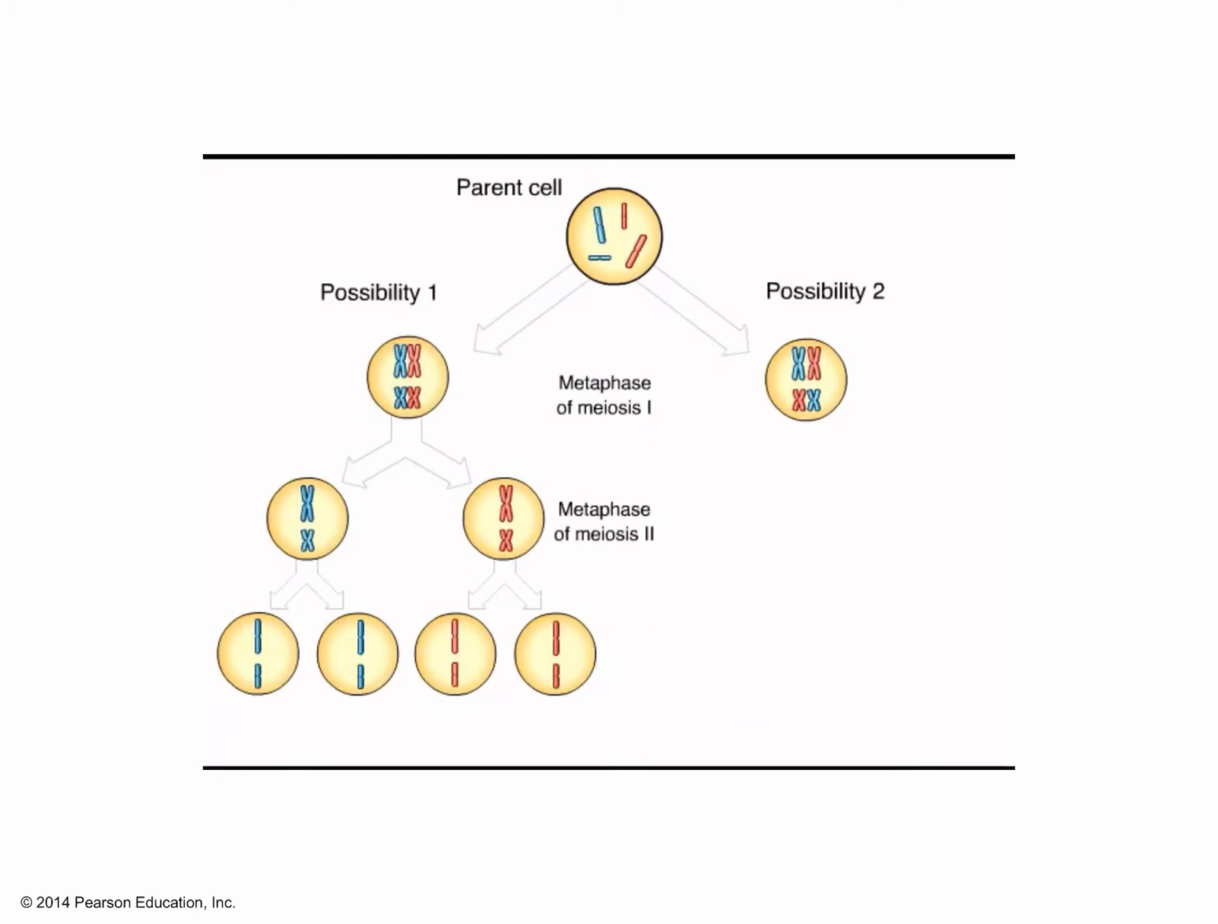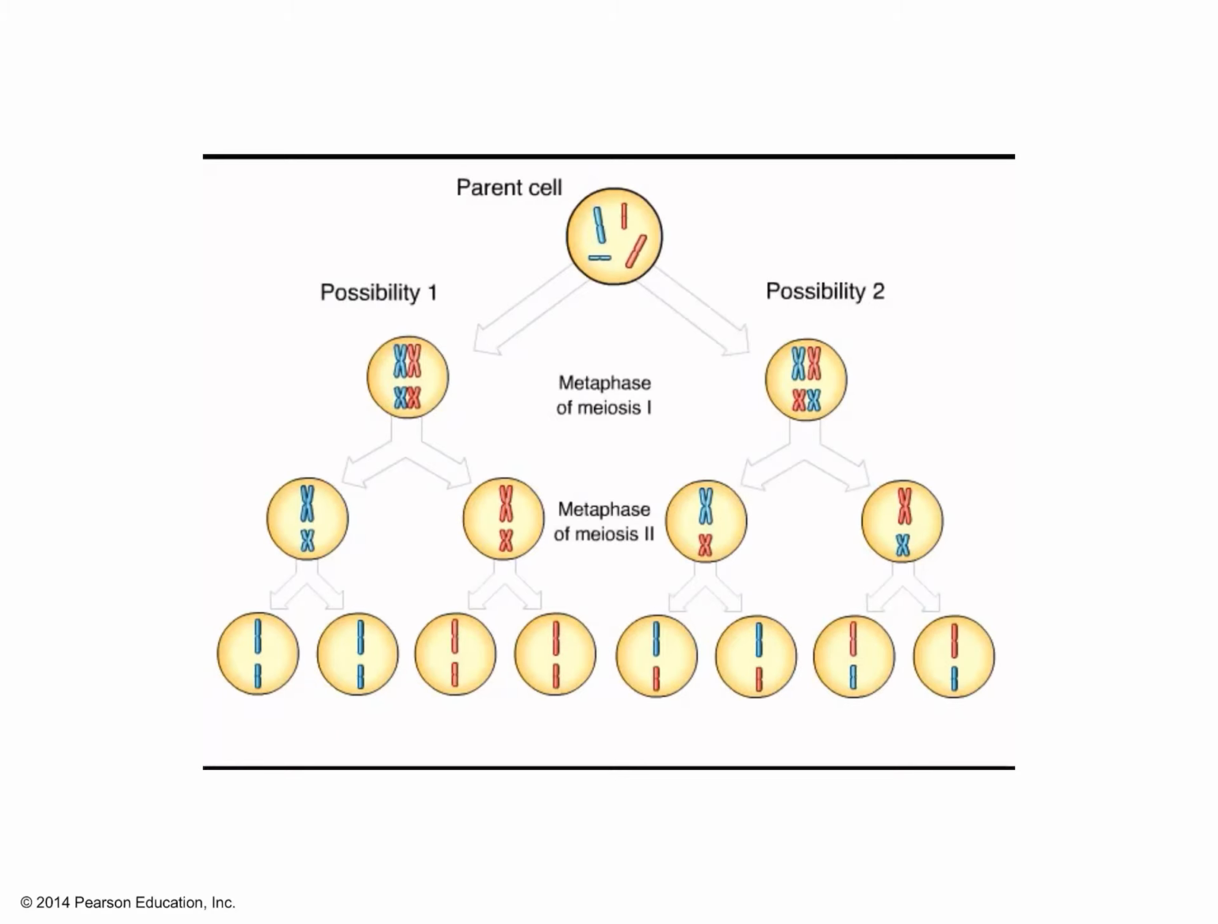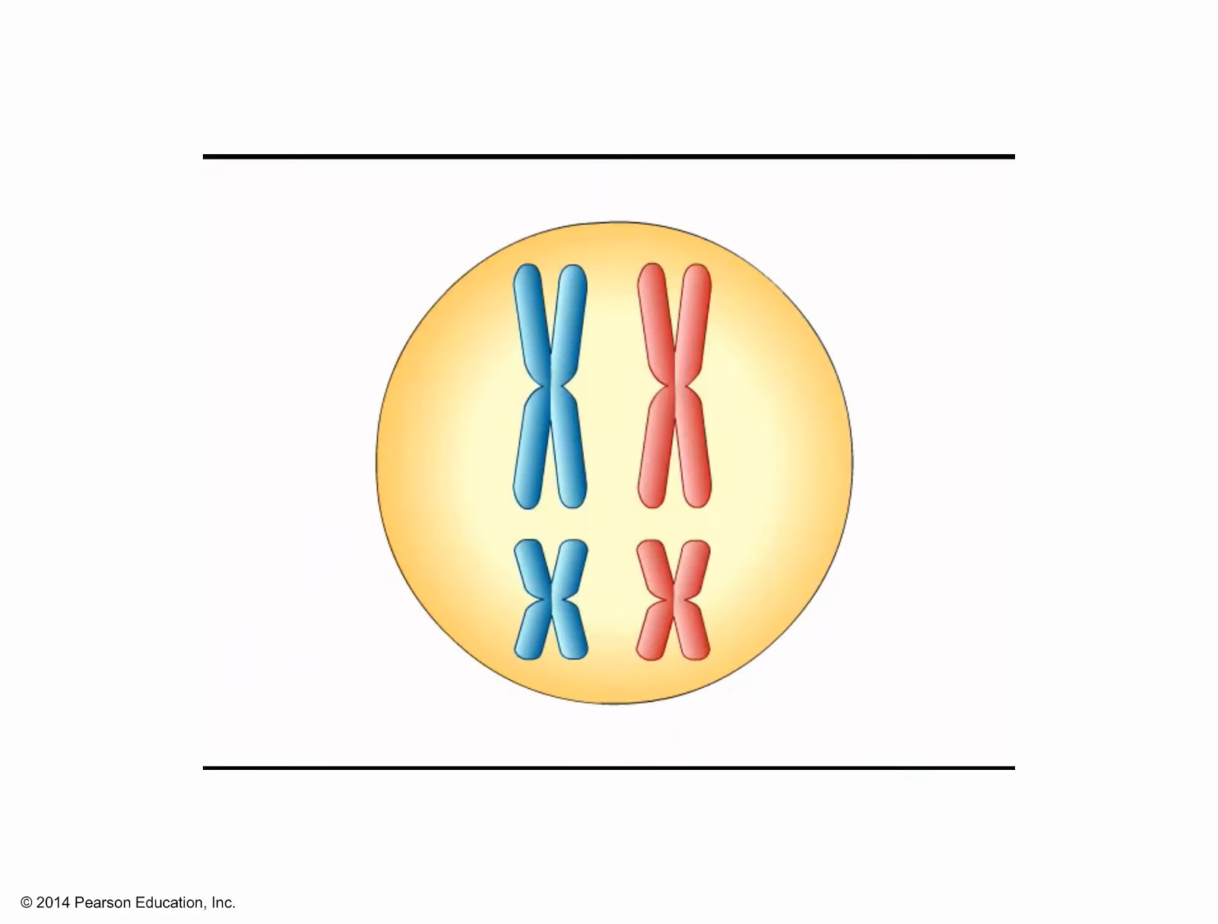There are 2 different ways that each chromosome pair can line up. That means that in the organism shown here, with the diploid number of 4, independent orientation of chromosomes at metaphase 1 can produce gametes with 4 different combinations of maternal and paternal chromosomes. In a human being with 46 chromosomes, more than 8 million combinations are possible. Now let's look at how crossing over creates even more genetic variability.